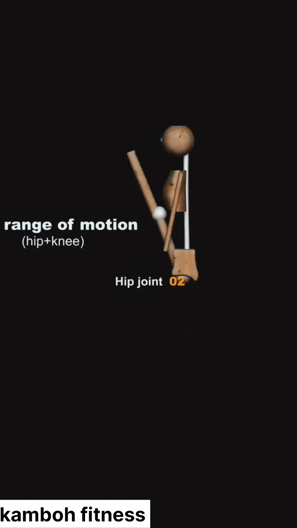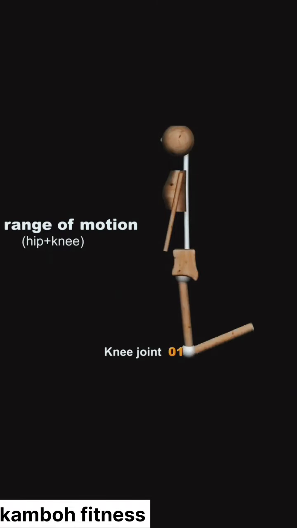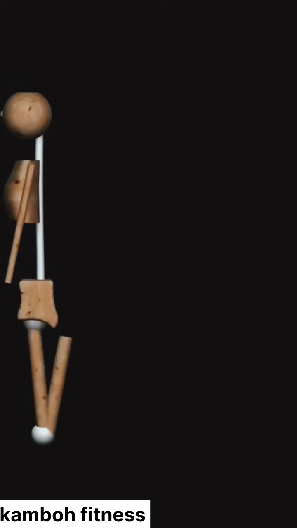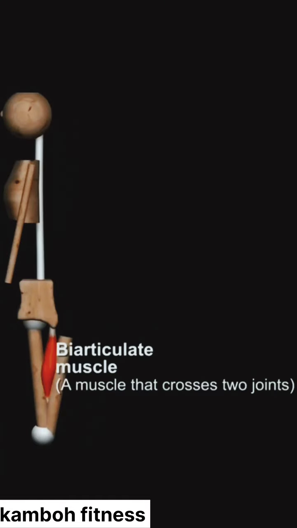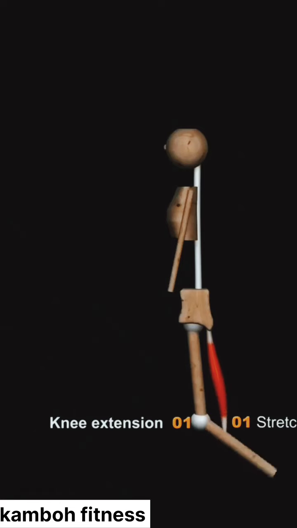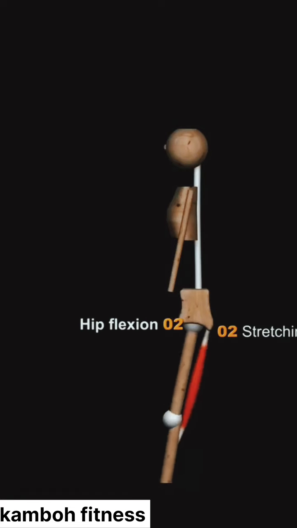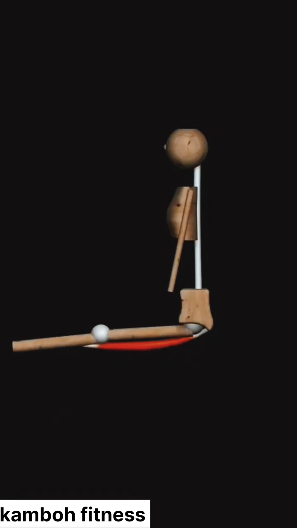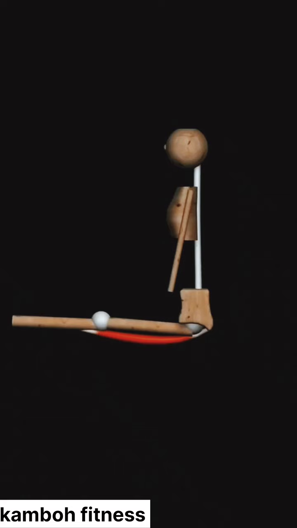Knee and hip joints with no limitations whatsoever. Biarticulate muscles traverse two joints. For instance, the hamstring in this example crosses over the hip and knee joints. It is stretched when the knee performs extension and continues to be stretched with hip flexion.